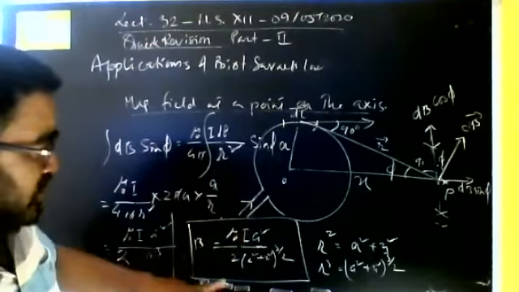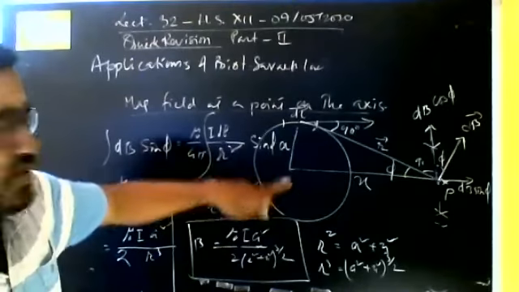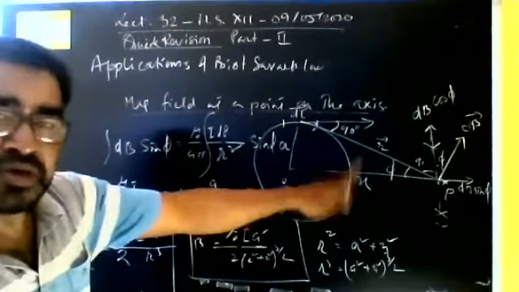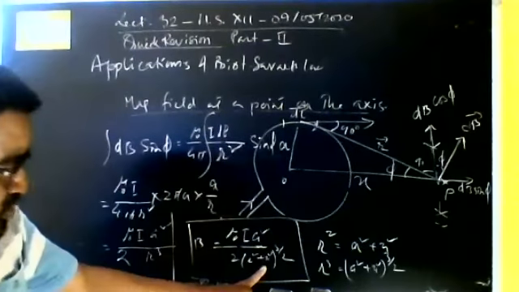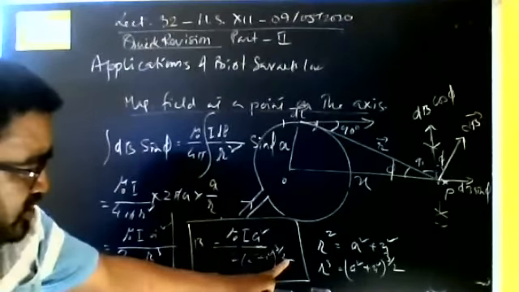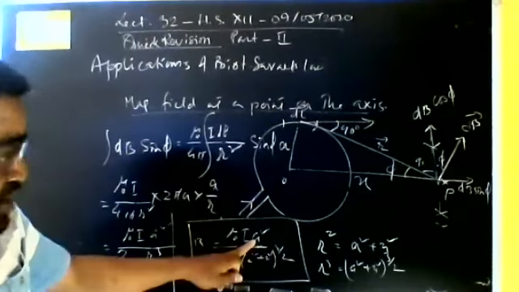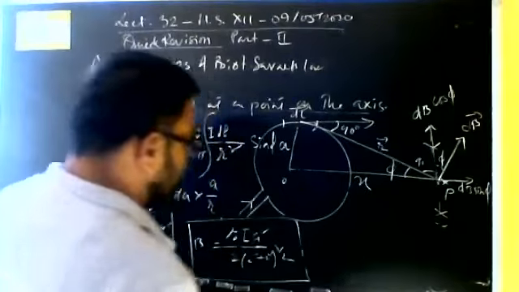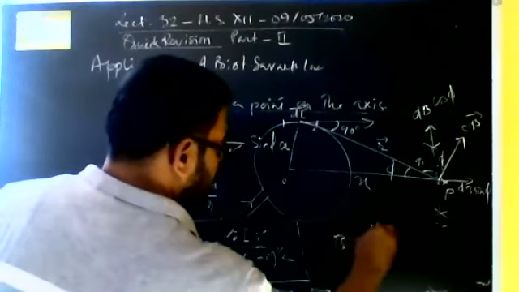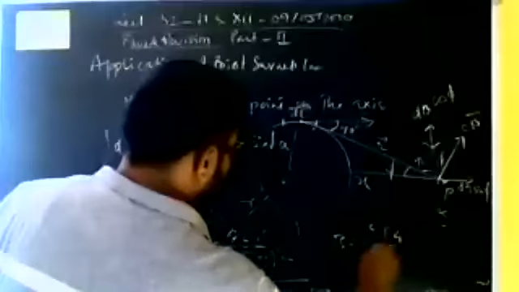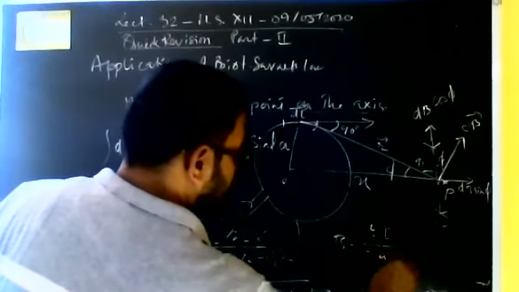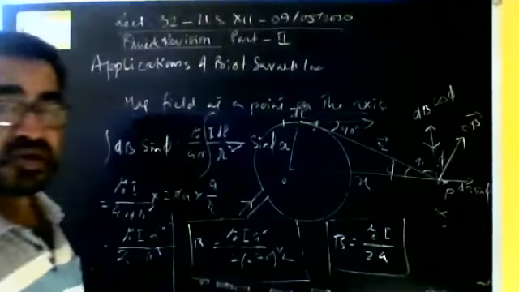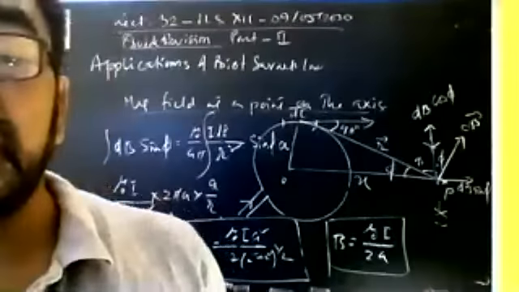From this expression you can find the magnetic field at the center also. How? At the center, point P will come to O, so x will be 0. If x is 0, a square plus 0 gives a square, and a square to the 3 by 2 is a cube. Cancelling a square with a cube, a remains in the denominator. So at the center, B is equal to mu naught I by 2a, where a is the radius. So this is the magnetic field at the center. Okay, very good.